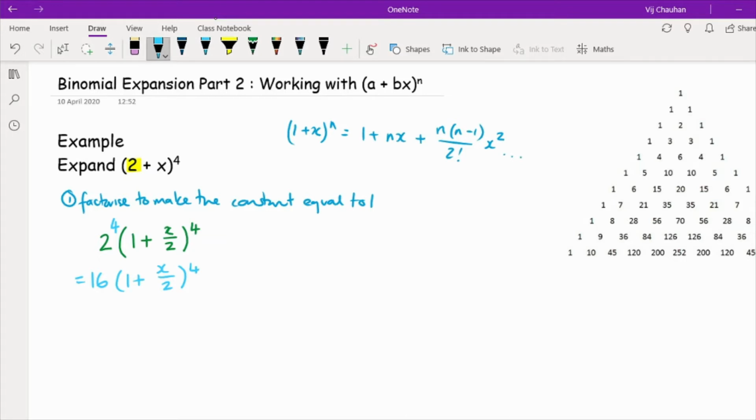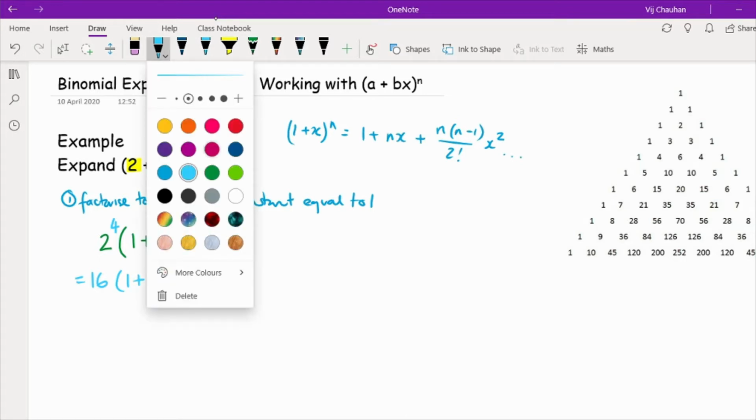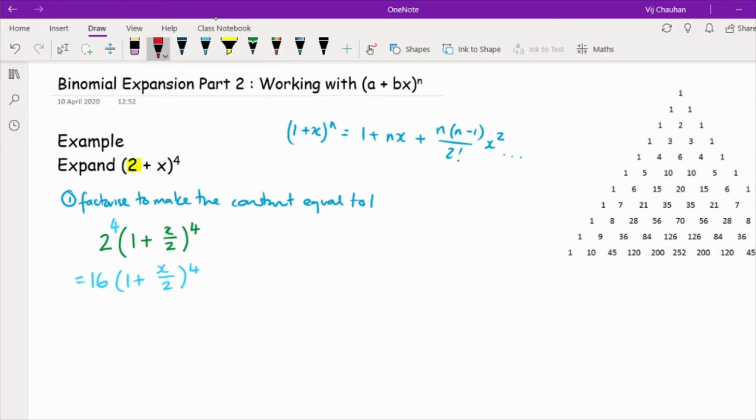Again, I'm going to make a little note on that: make sure you raise the factor by the power. As you can see, I've taken the 2 and raised it to the power of 4 because the power outside the bracket is 4.